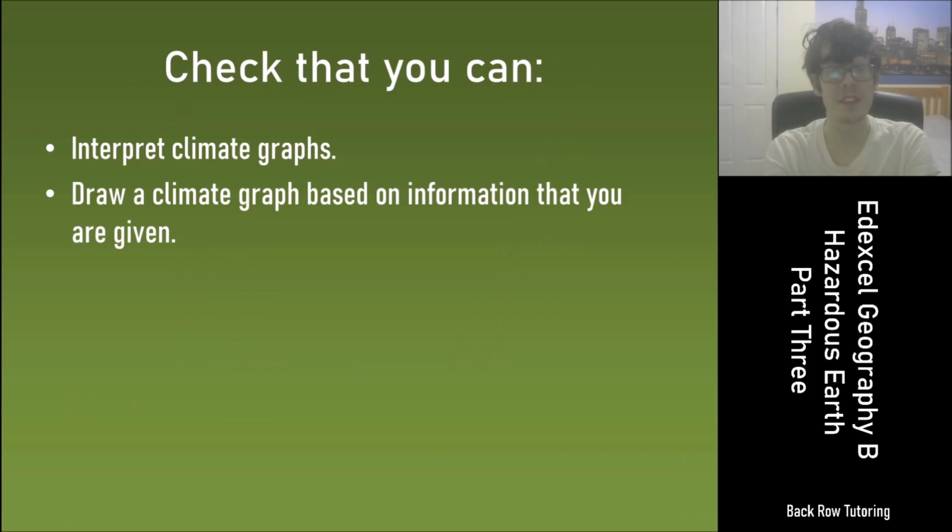And by the end of that video, you should now be able to interpret climate graphs, and you should be able to draw a climate graph based on information that you are given.